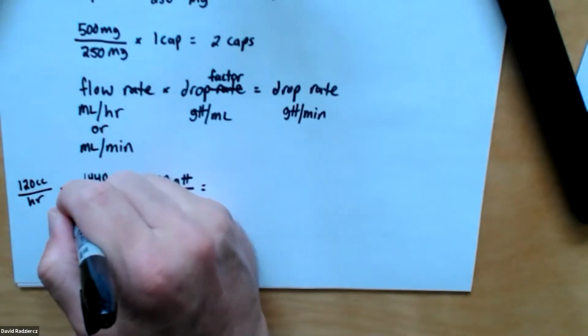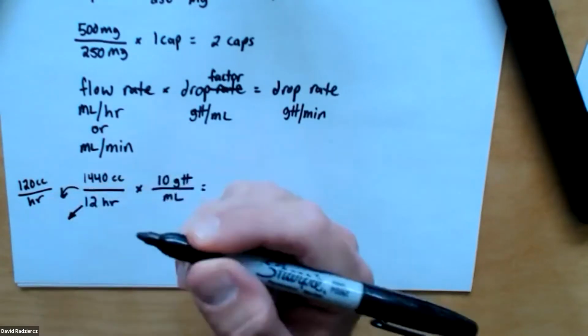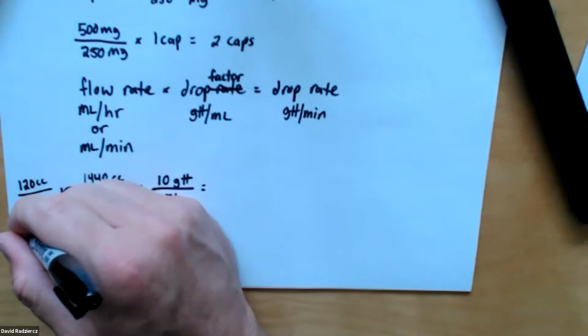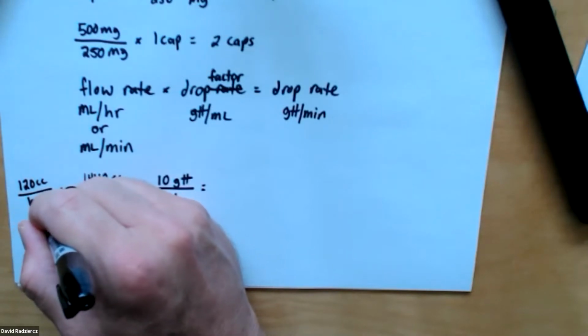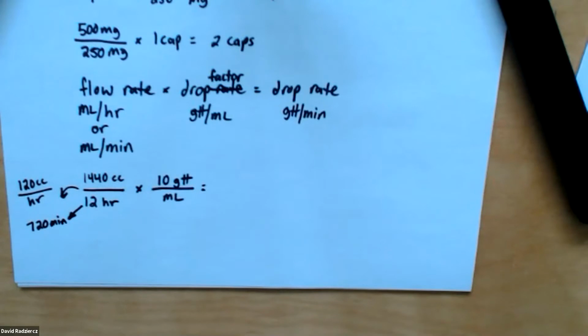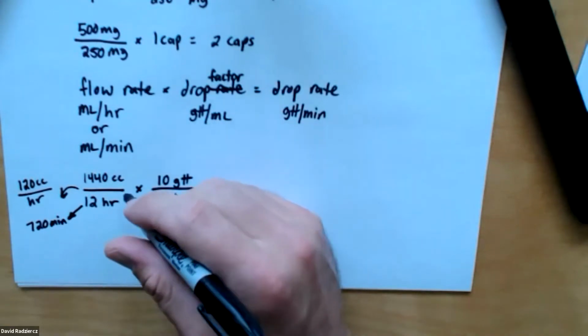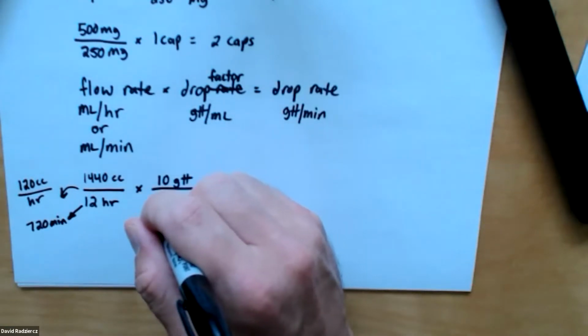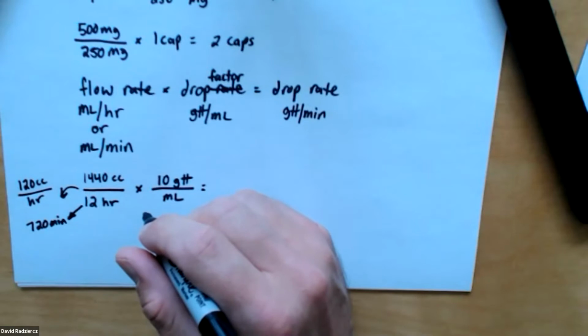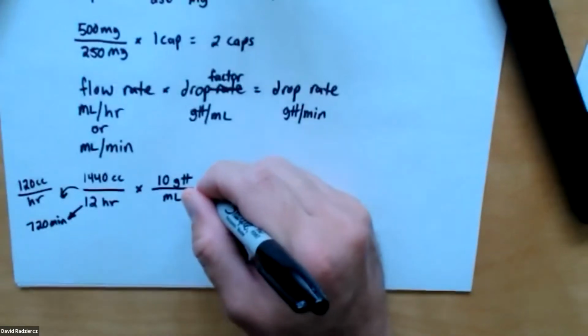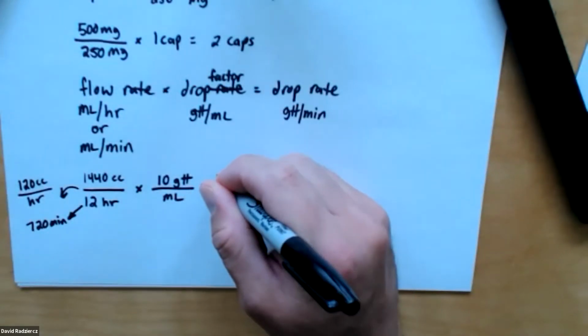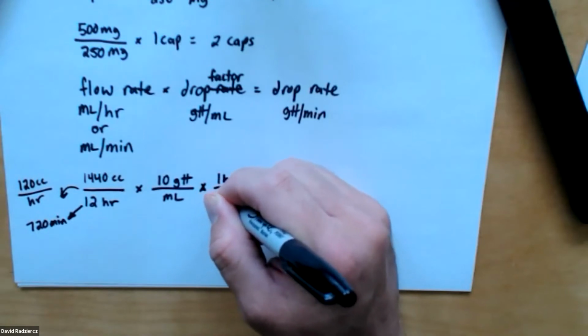Some students prefer to convert hours to minutes. So 12 hours is the same thing as 720 minutes. But there's an extra setup step here that would be helpful. Or if you're doing dimensional analysis, you could just solve this as is and just remember to convert hours to minutes. Or you can set this up as 1 hour, 60 minutes.